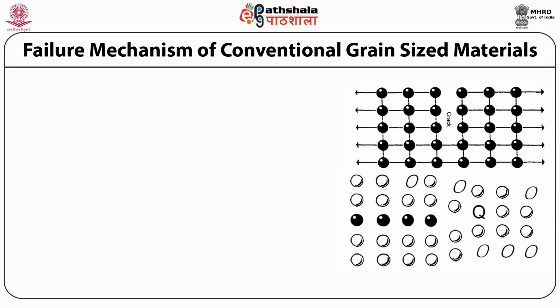In order to understand how nano-sized grain affect the bulk structure of materials, it is necessary to discuss how conventional grain size materials fail mechanically. A brittle material fractures before it undergoes an irreversible elongation. Fracture occurs because of the existence of cracks in the material.